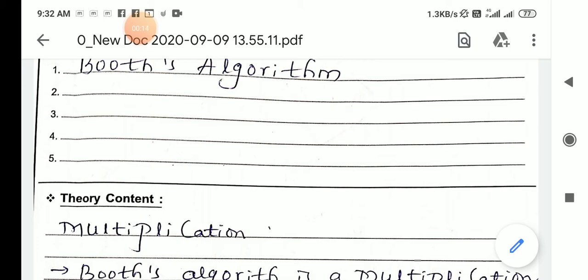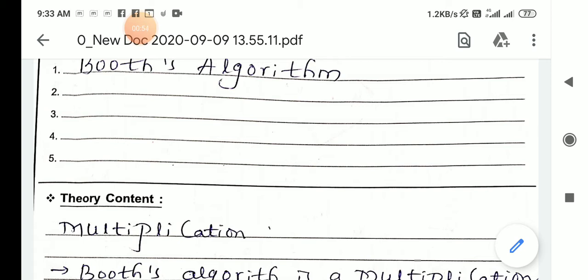In the last class we started chapter number 3, that is the ALU, arithmetic logic unit, and we have seen its general purpose: addition, subtraction, multiplication and division. We have taken some examples, and by considering some examples we discussed converting decimal into binary numbers and performing operations related to addition, subtraction, multiplication and division.